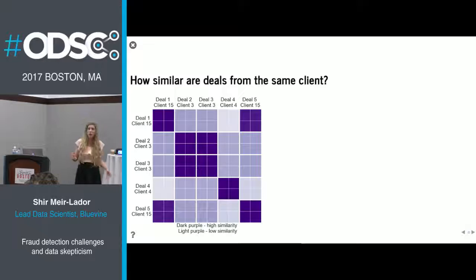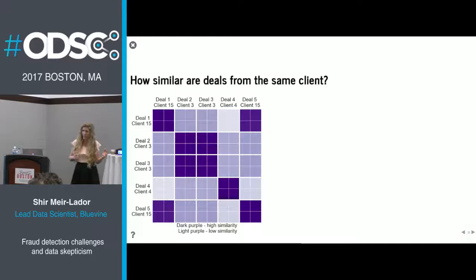So then I tried to understand how similar are deals from the same client. I took a random sample of my data and checked the similarity values between the different deals. So the diagonal here is the same deal, so it's in strong purple. And the light purple is low similarity. And for example, I can see deal 3 is highly correlated with deal 2 because they are both from client 3. But deal 3 is not correlated with deal 1 because they are from different clients. So for a random sample of the data, this was true. I saw that deals from the same client are highly similar.